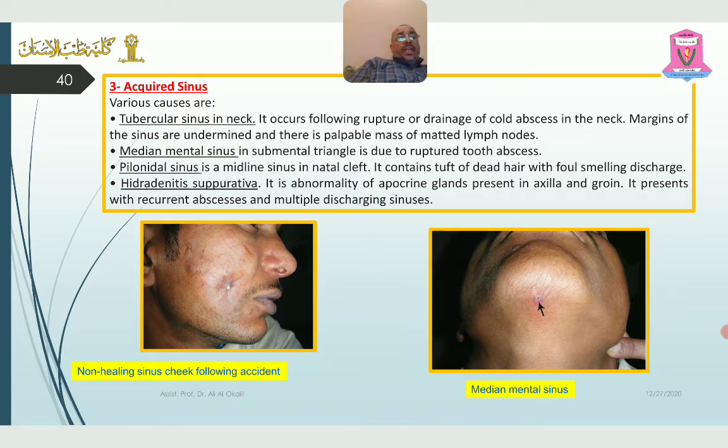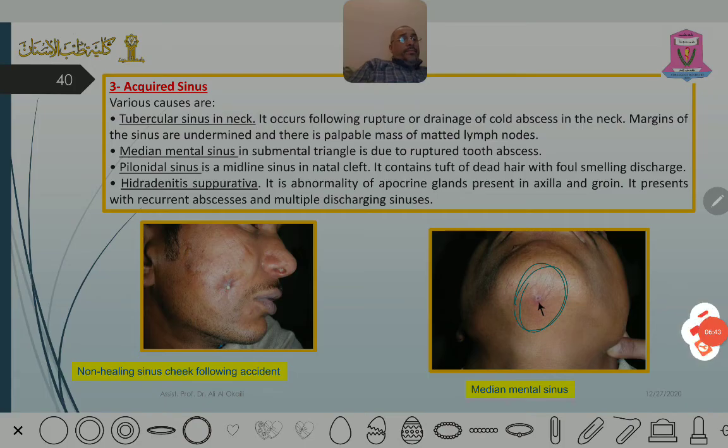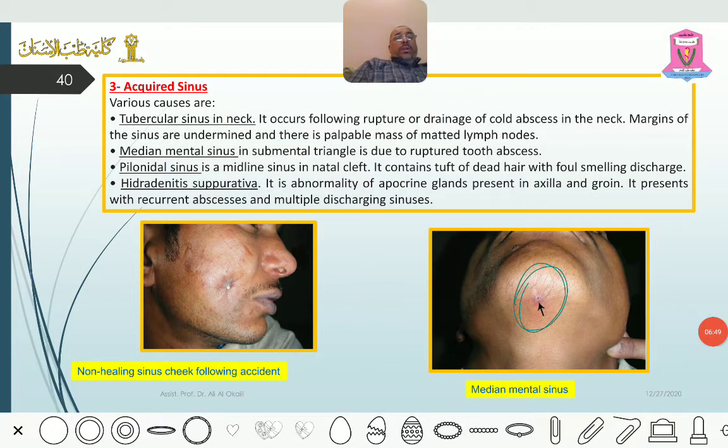Median mental sinus, as in this image, it is located in the submental triangle due to ruptured tooth abscess. Pilonidal sinus is a midline sinus in the natal cleft. It contains tuft of dead hair follicles with foul smelling discharge.